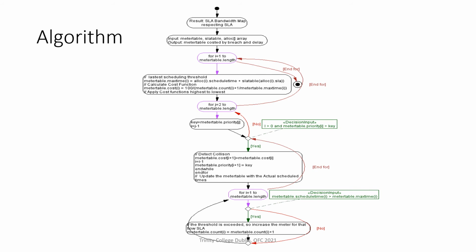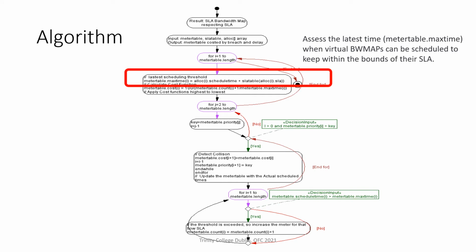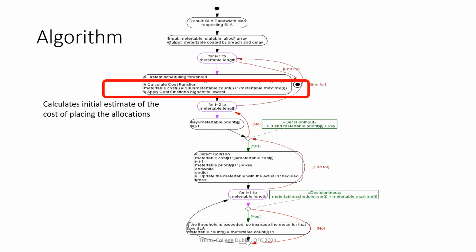Our algorithm uses a cost function to schedule the allocations within the next physical frame. Such a cost function is proportional to the likelihood of breaching a flow's SLA. The algorithm assesses the latest time at which allocations across all virtual bandwidth maps can be scheduled to keep within the bounds of their SLA. It calculates an initial estimate of the cost of placing the allocations, considering the time assigned by the originating VDBAs in the virtual bandwidth map.